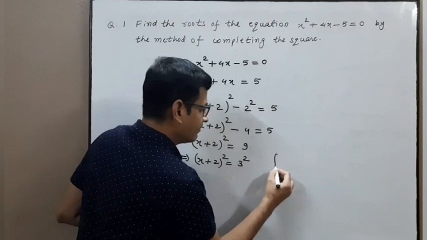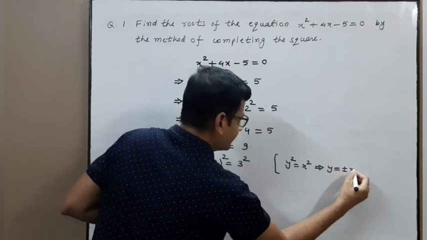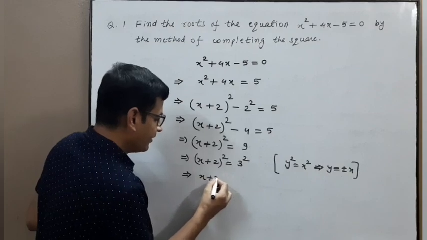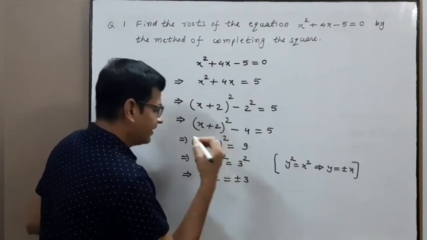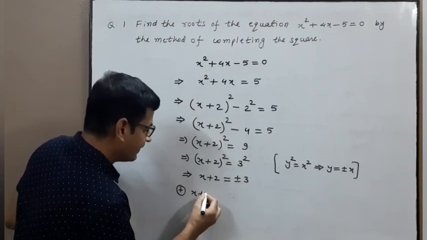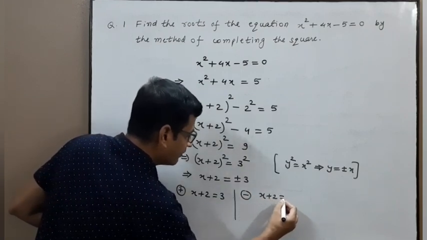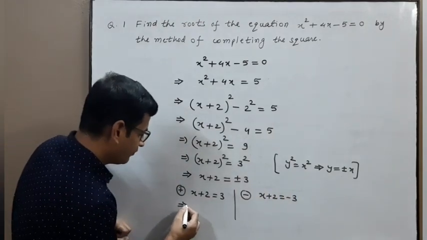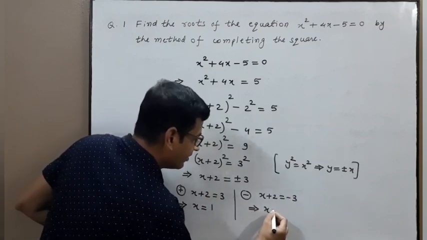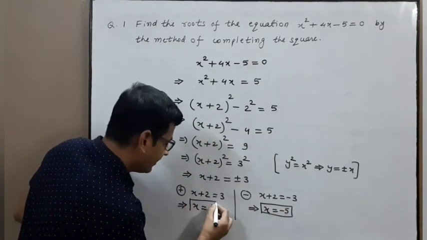And after this apply this formula: y square equal to x square implies y equal to plus minus x, or taking square root on both the sides. So x plus 2 equal to plus minus 3. Now there are two cases. Case first, taking plus sign, so x plus 2 equal to 3, and taking minus sign, x plus 2 equal to minus 3. So from the first equation x equal to 3 minus 2, that is 1, and from the second equation x equal to minus 5. So there are two roots, x equal to 1 and x equal to minus 5.